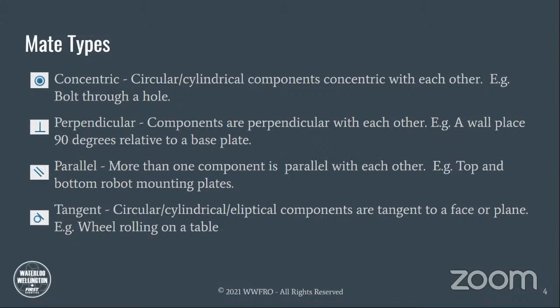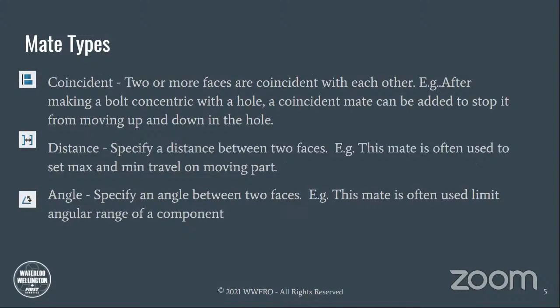A useful one is a tangent mate. If you have some kind of circular, cylindrical, or elliptical component, you can make that tangent with another face or plane. A good example for that is if you had a wheel of your robot and you put it down on a table, that wheel will be tangent to the table. So only one part of the wheel is going to touch the table, and that's the tangent part. You can get some really neat things with ellipses and cam-shaped parts. You can even use tangent mates to start to model how gears work and gearboxes.